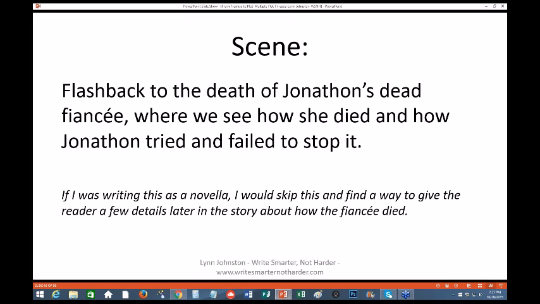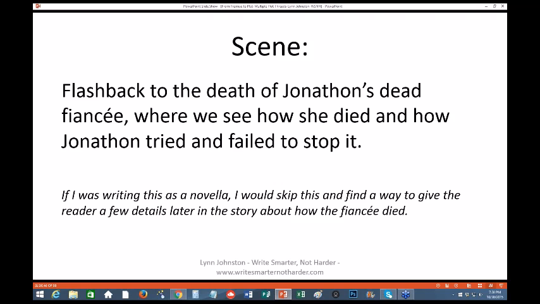Another scene we could write: we could actually not just have the flashback be a quick mention, we could have it be a whole scene. And again, if I was trying to make this a novella and keep it to 30,000 words, I wouldn't. I would just have it be a brief memory in another scene. But if we were writing a novel, we would have time to do a flashback. We would actually get to see Jonathan discovering his fiancée, and we would get to see her dying in his arms, and we would get to see how it wounded him so deeply that he is now a tortured hero that is just never going to be able to love again.